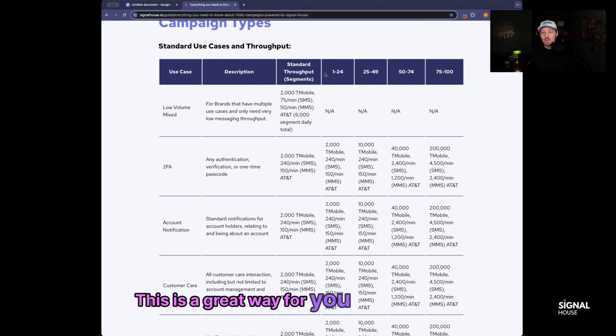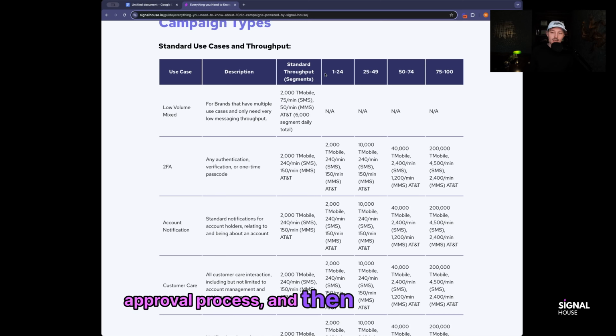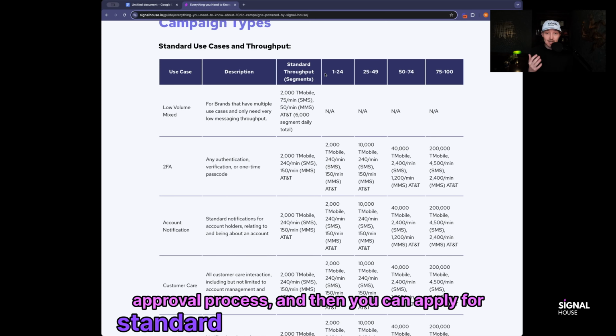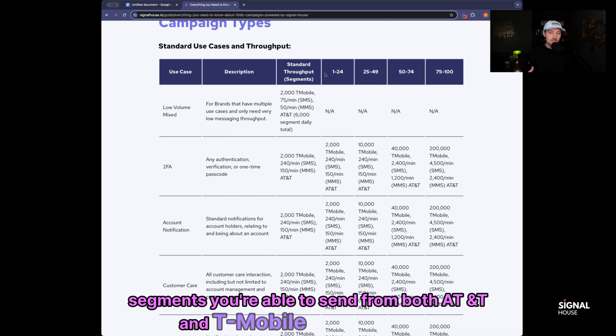This is a great way for you to increase your throughput if you are on a standard campaign. If you're on a low volume campaign, you can just create a standard campaign, go through the approval process, and then you can apply for standard vetting and increase the amount of segments you're able to send from both AT&T and T-Mobile on that channel.